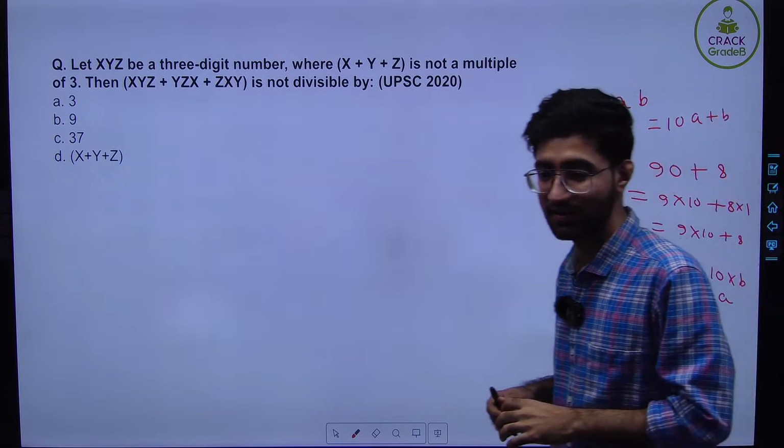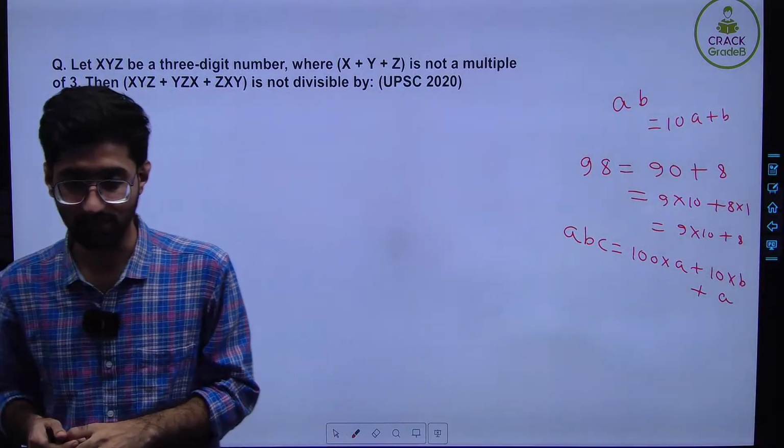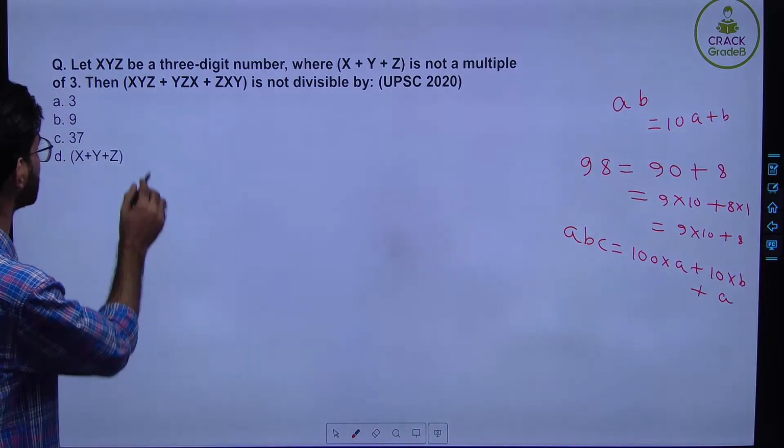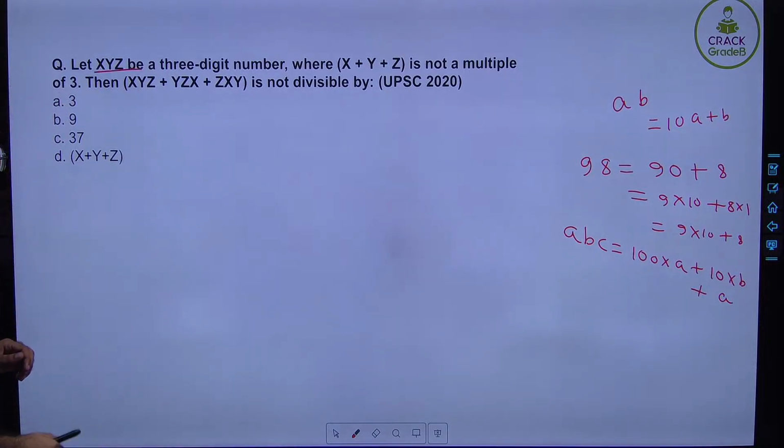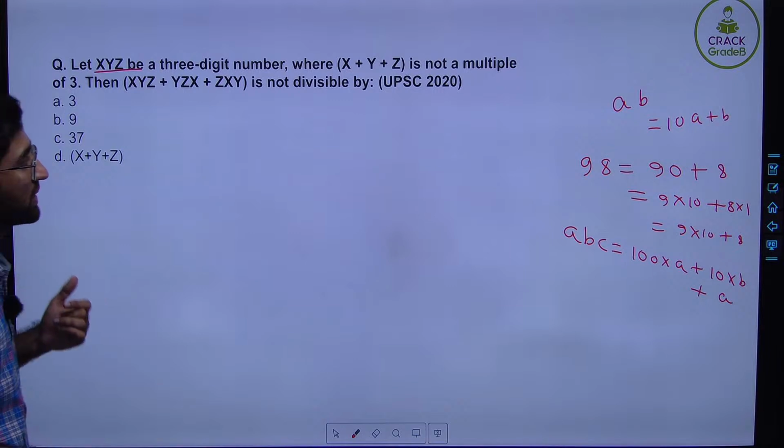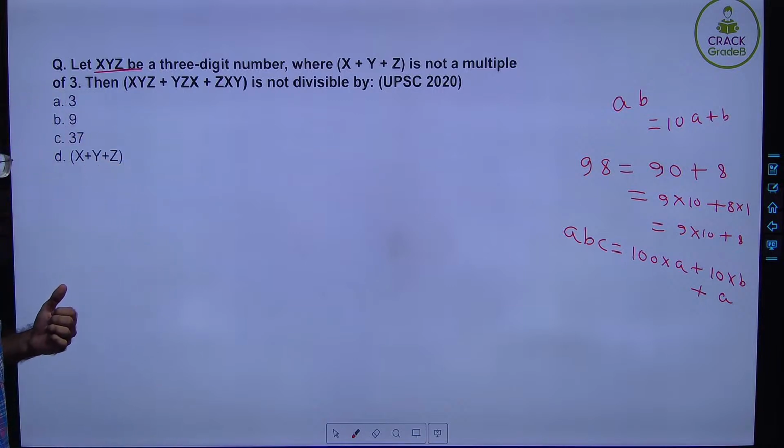What is the answer? C. Okay, you are saying 37. Okay, let us start solving this question. It says that XYZ is a 3-digit number, where X plus Y plus Z is not a multiple of 3.